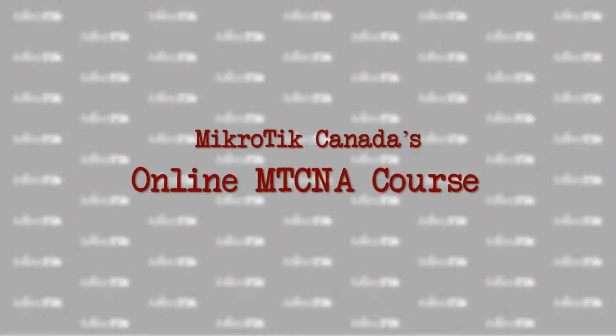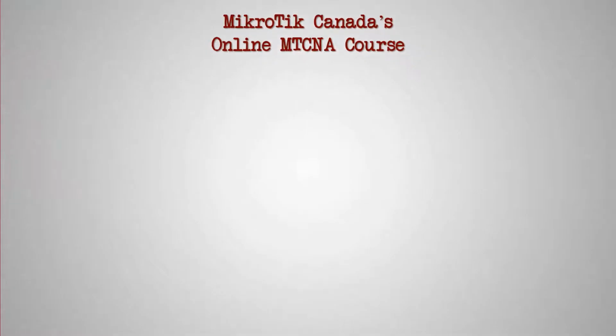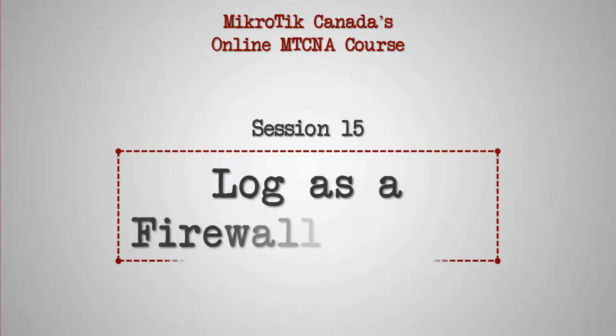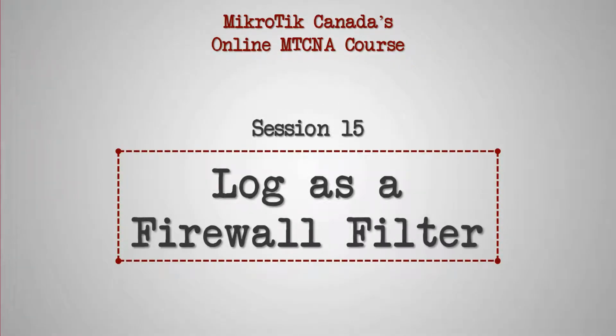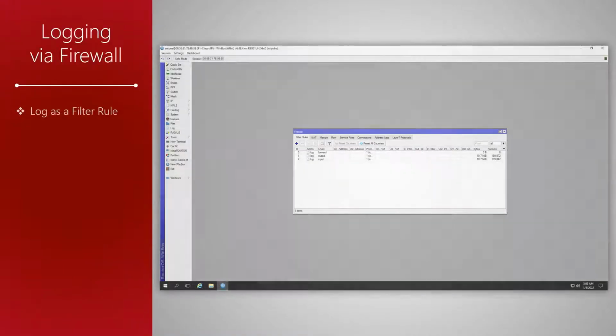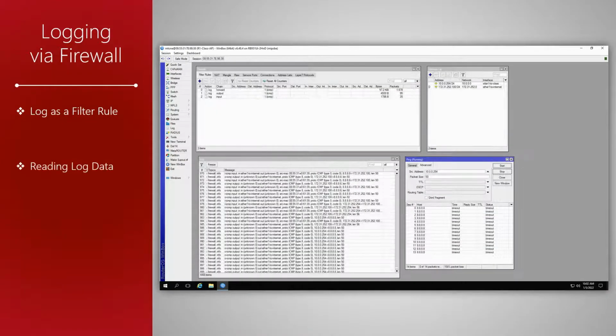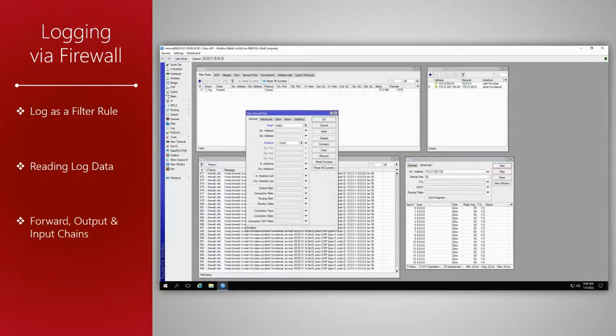In the previous session, we talked about log and its usage for troubleshooting purposes on RouterOS. We also discussed how the main log window in the system menu does not have a topic related to the ICMP protocol, which is why we need to make a small detour to the firewall filter rules on RouterOS. In this session, we will look at logs as a filter rule in the firewall menu, learn how to read log data, and discuss the forward, output, and input log filter chains.